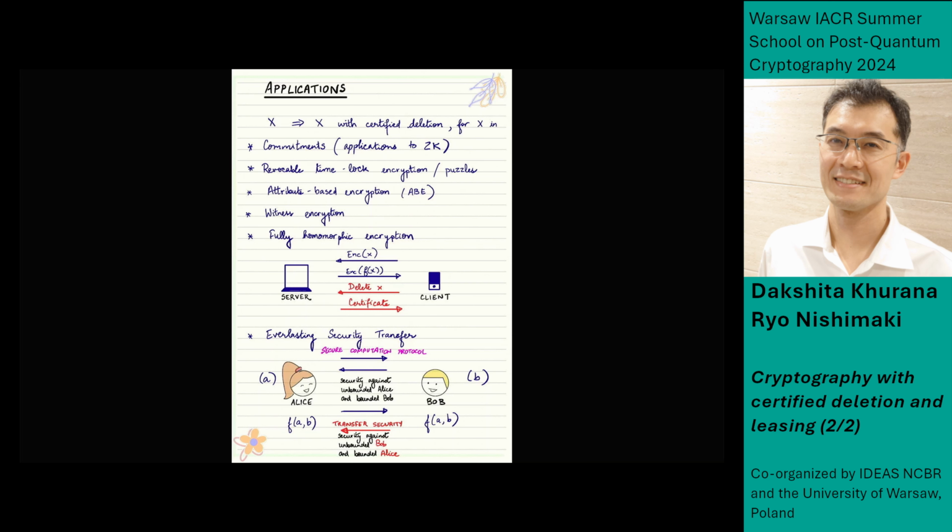So after the end of the protocol, Bob does some procedure. Then we can switch the information theoretic security from Bob to Alice. This is everlasting security transfer. I will not explain the details of this protocol, but anyway, we can achieve this kind of new security notion.